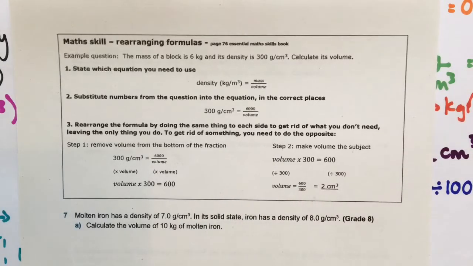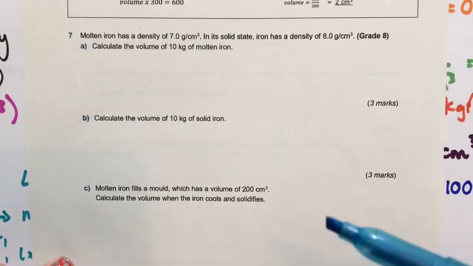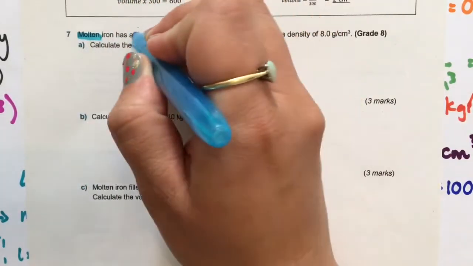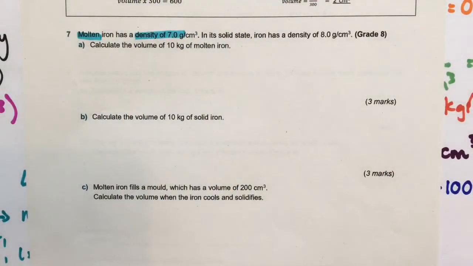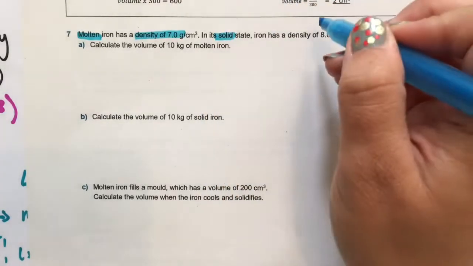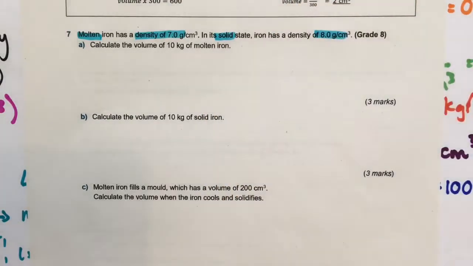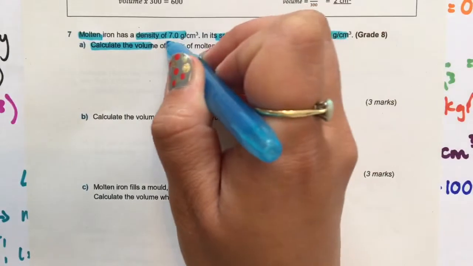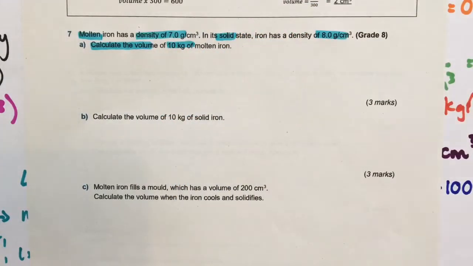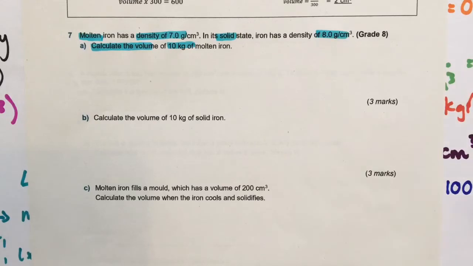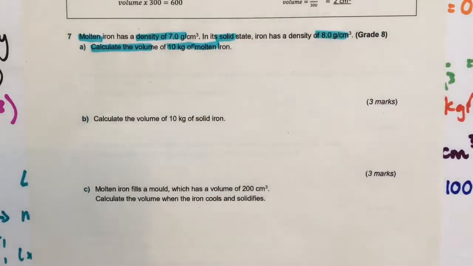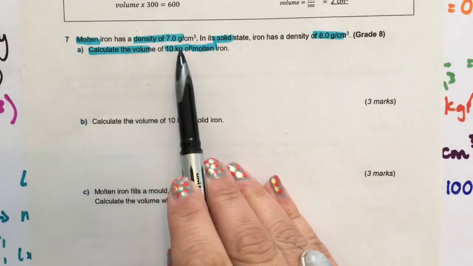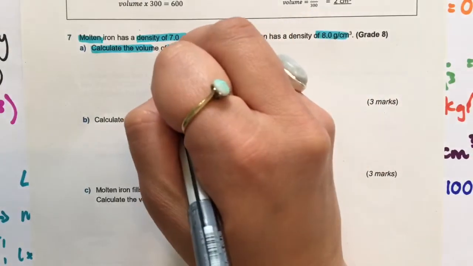So let's have a look at this question. Molten iron, so iron that is melted, that's a liquid, has a density of 7.0 grams per centimetre cubed. In its solid state, iron has a density of 8.0 grams per centimetre cubed. Calculate the volume of 10 kilograms of molten iron. So molten would be a key word in this as well. Okay, so we're being asked for the volume. We've been given 10 kilograms, which is the mass. So we could annotate this by saying mass.